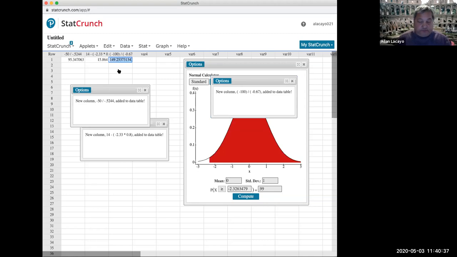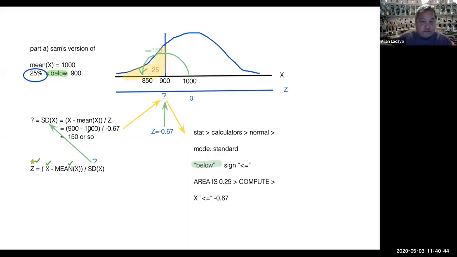Okay, 149 and a quarter. That's why I put here 150 or so, because I'm trusting that you can just plug into your data compute expression or a calculator to get the exact answer.